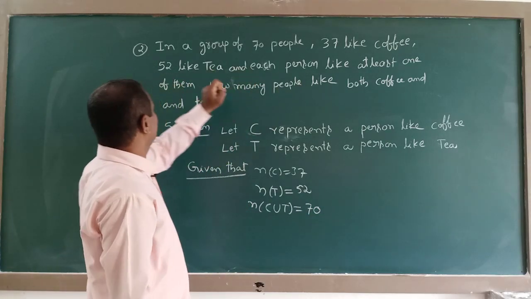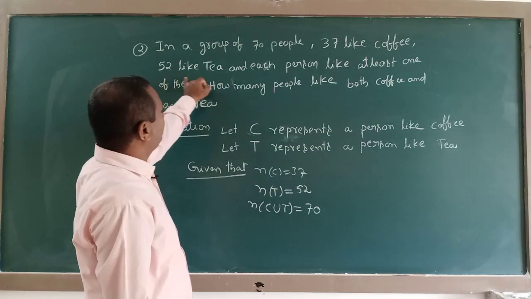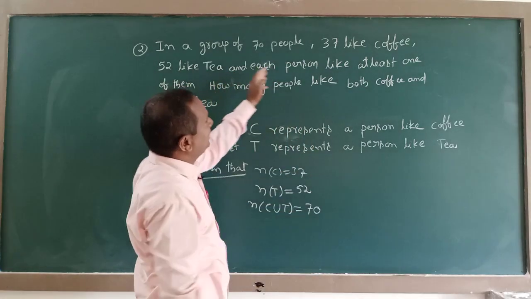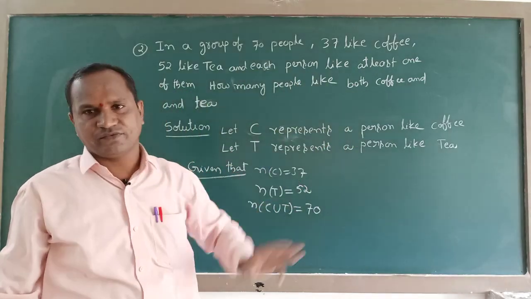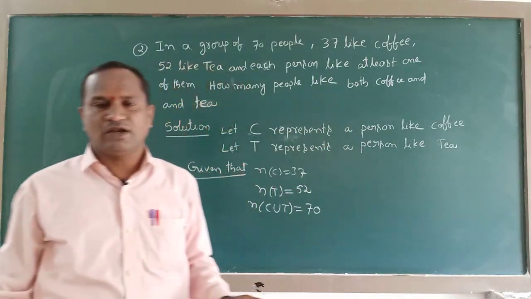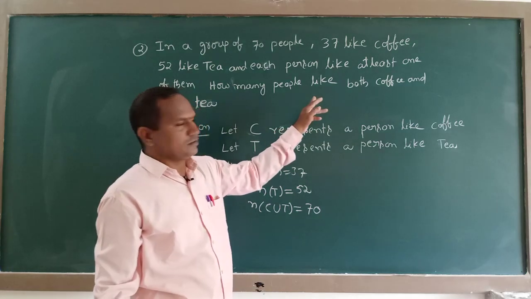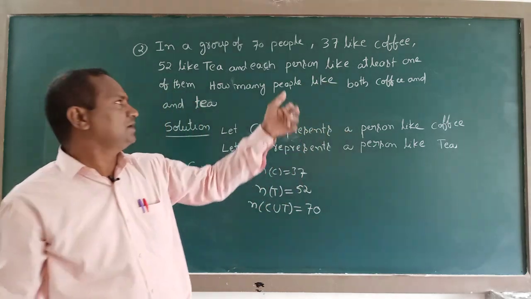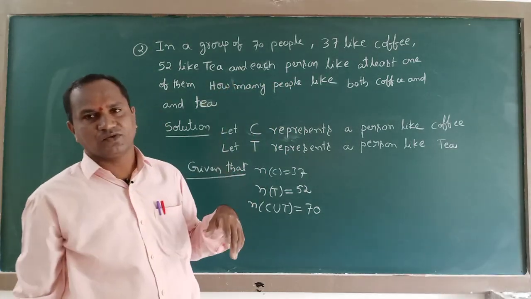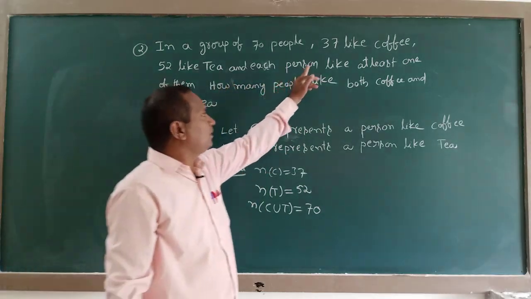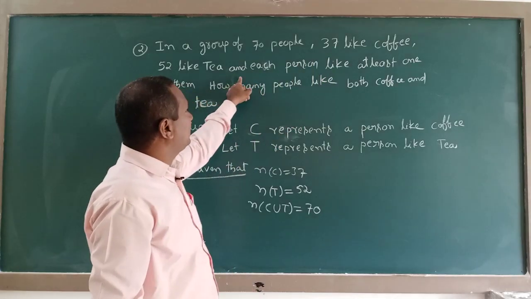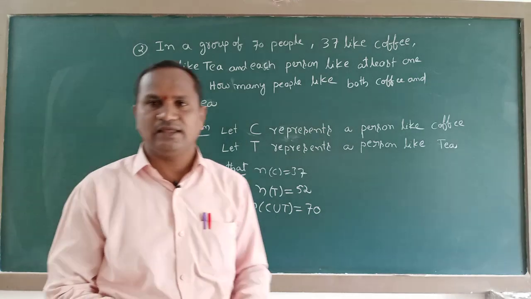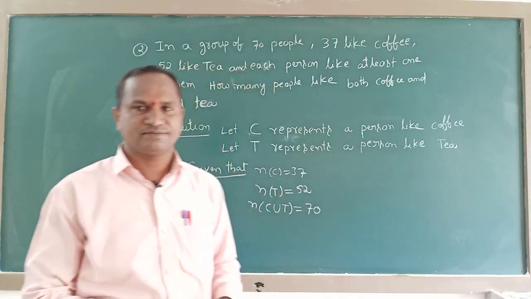32 like coffee, 37 like coffee, 52 like tea. Between these two, if you can combine this, each person likes at least one of them. At least one of them also. And both persons, they are taking coffee and tea, they are present in 37 and 52 also. After completion of these two sentences, they mentioned here, and each person likes at least one of them.